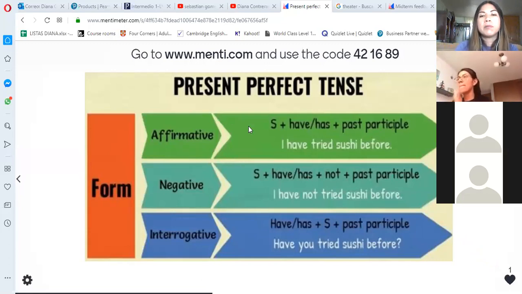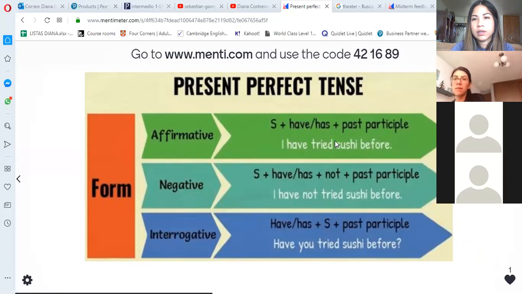The affirmative form, we have subject and we always need an auxiliary. The auxiliary is the verb to have. But why do we use has? We use have. I have tried sushi before. And when do you use have? ¿Por qué utilizarían has?